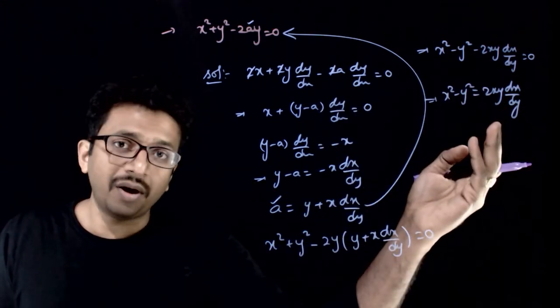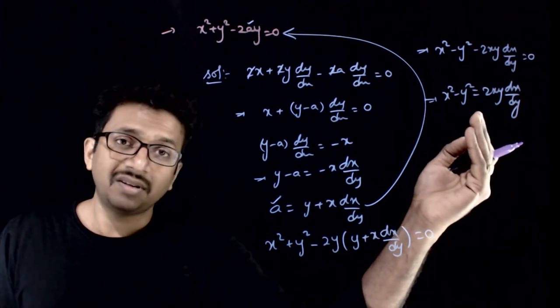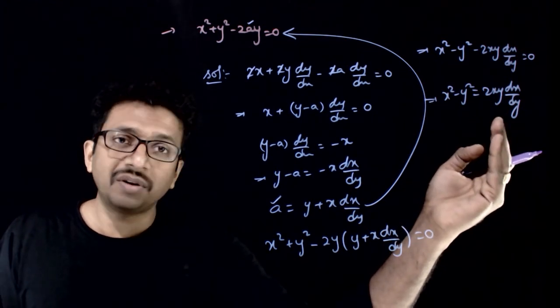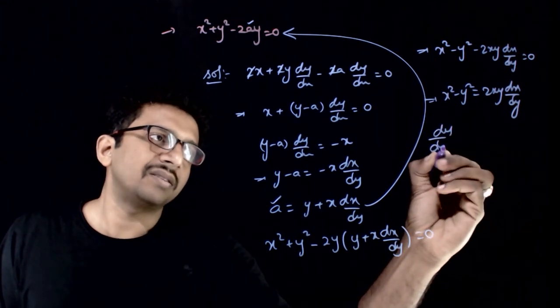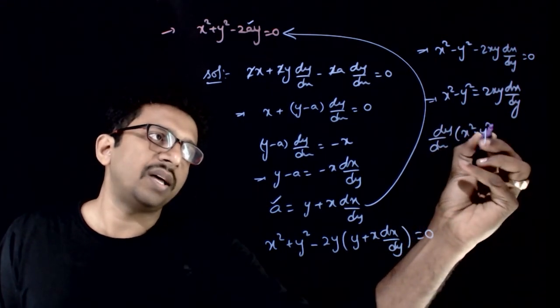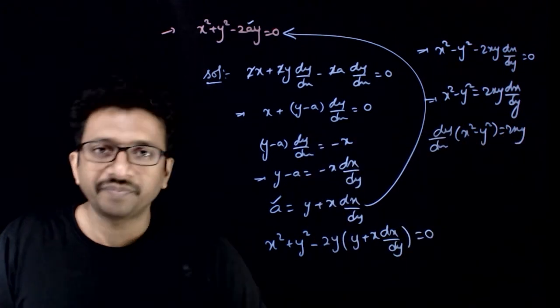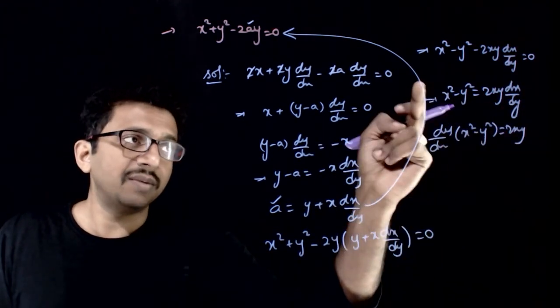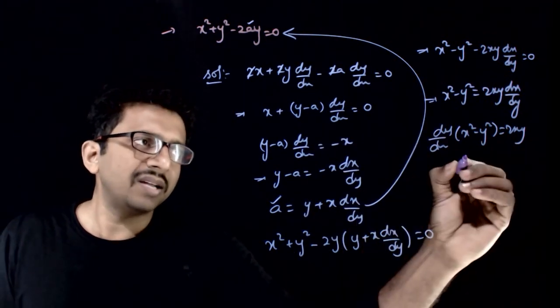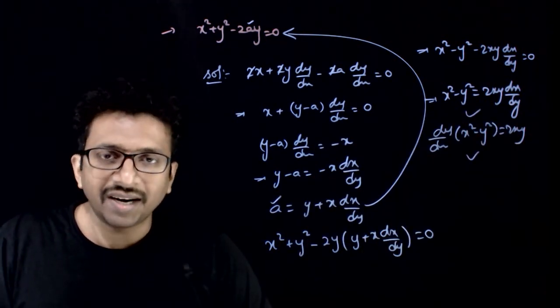So if you want the differential equation in terms of dy by dx, you just need to do this. Dy by dx times (x square minus y square) is equal to 2xy. Dx by dy, if it comes onto this side, becomes dy by dx. So you can take whatever form you want and get the answer.